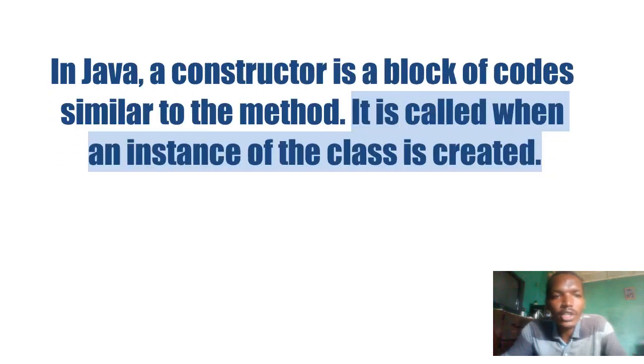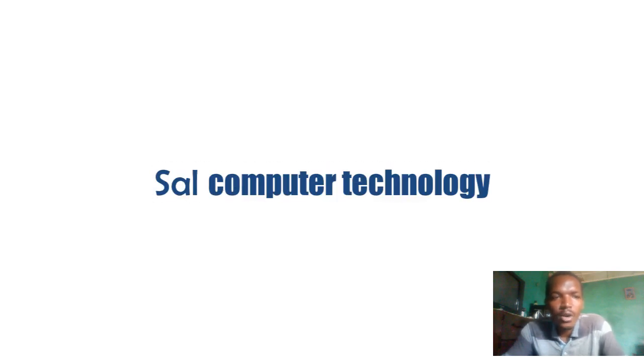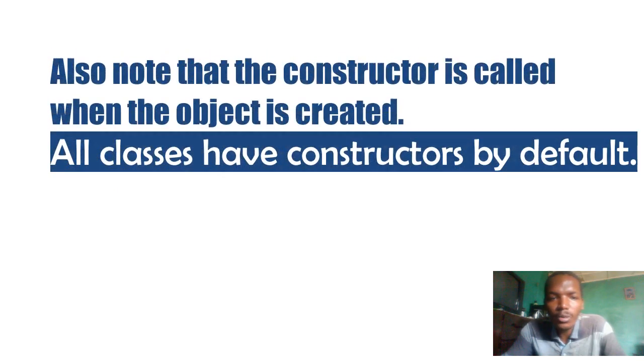In Java, a constructor is a block of code similar to a method. It is called when an instance of the class is created. Also note that the constructor is called when the object is created. All classes have a constructor by default. If you do not create a class constructor yourself, Java creates one for you.